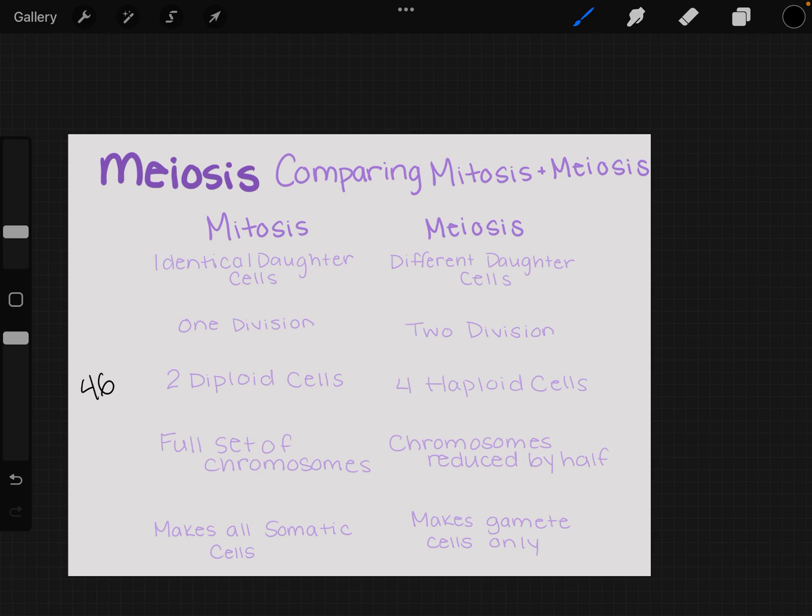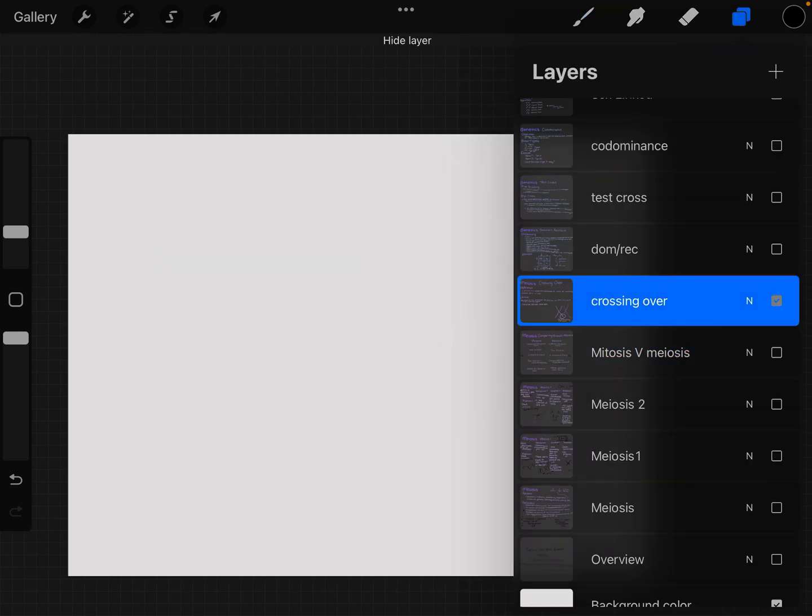But in meiosis, you're going to end up with 4 haploid cells. Haploid is going to be 23. So you're going to end up with 4 cells with 23 chromosomes, which means the chromosomes will be full for mitosis and halved by meiosis. Mitosis will make all somatic cells, whereas meiosis is only going to make those gamete cells, so either the pollen and the ova or the sperm and the eggs. Just a quick little overview for you there.